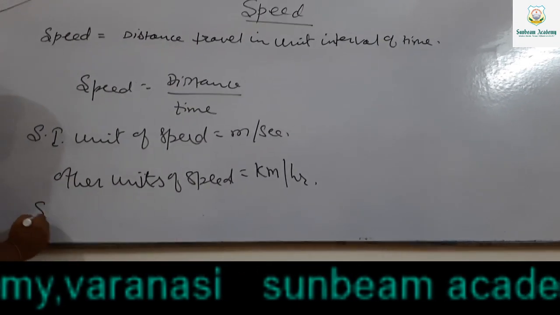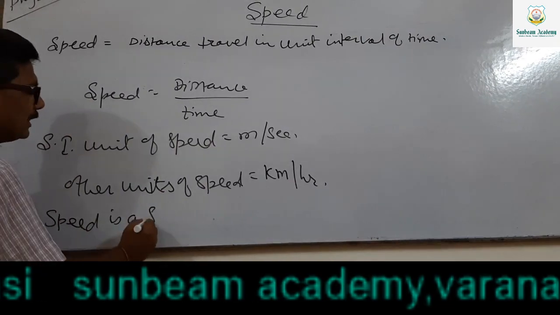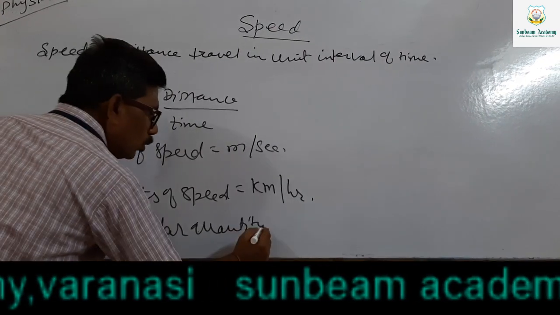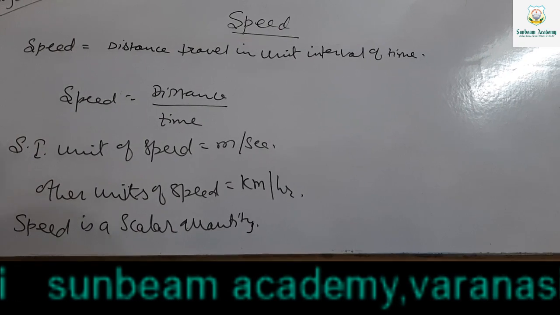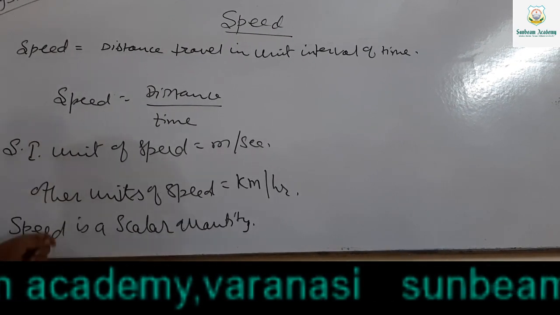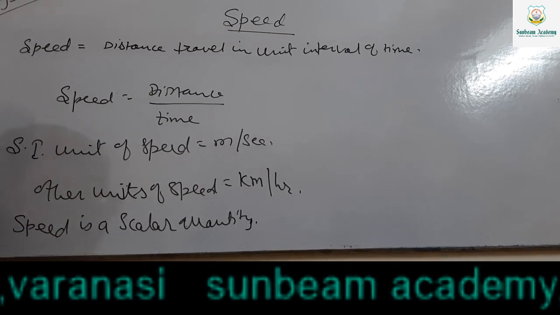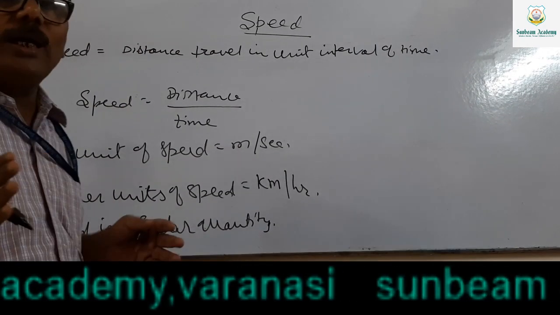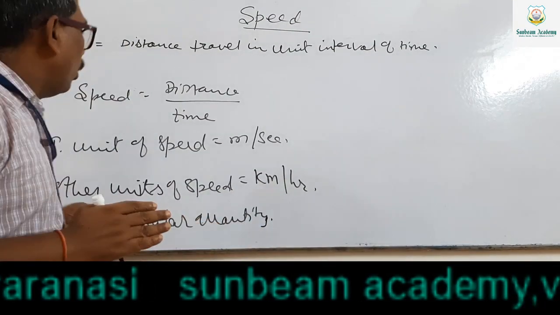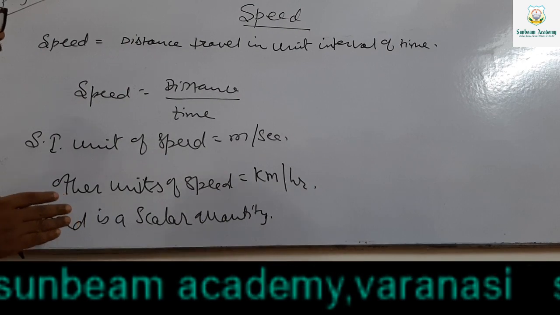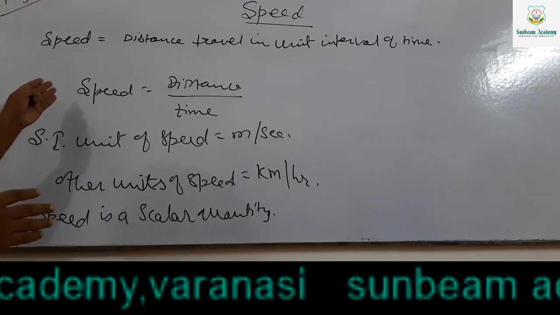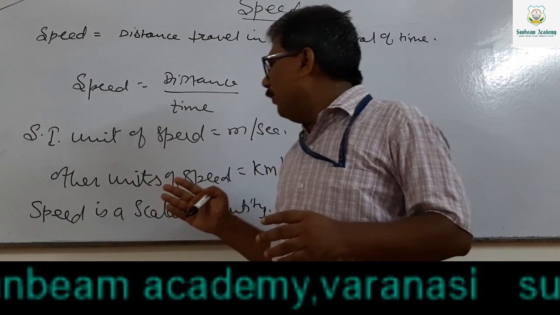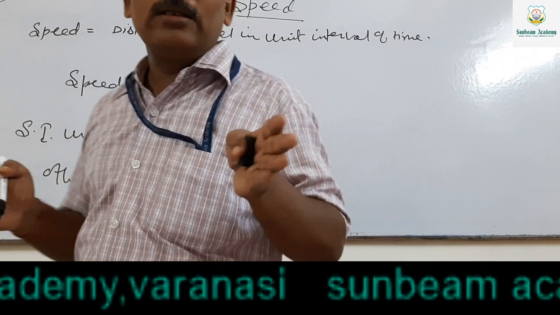And one more thing, speed is a scalar quantity. Scalar quantity means to describe the speed completely, we have to give only the numerical value, the magnitude along with the unit. There is no need to give the direction. So, where only magnitude along with unit is required to express any quantity, such a quantity is scalar. These are the derived units.